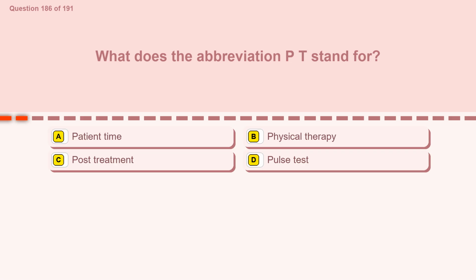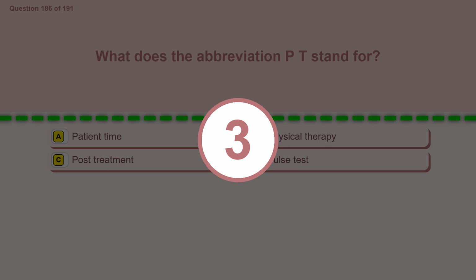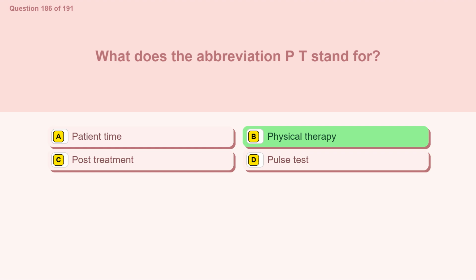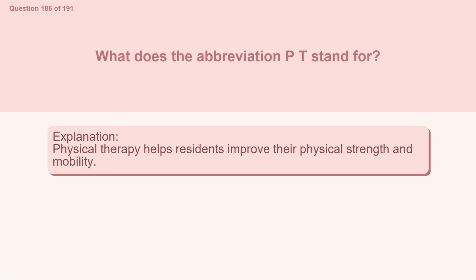Question 186. What does the abbreviation PT stand for? Option A, patient time. Option B, physical therapy. Option C, post-treatment. Option D, a pulse test. The correct answer is option B, physical therapy. Physical therapy helps residents improve their physical strength and mobility.